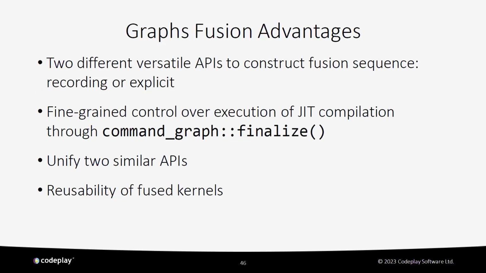So again, why Graph Fusion? We would simplify things. We would unify two similar APIs, and also, something that graphs introduce, we will be able to reuse fused kernels. Right now, of course, you cannot reuse fused kernels, but at least kernels are cached by our implementation, so you don't get the JIT compiling overhead all the time. But being able to just reuse the fused kernels with SYCL graphs, we think that is a way better solution.